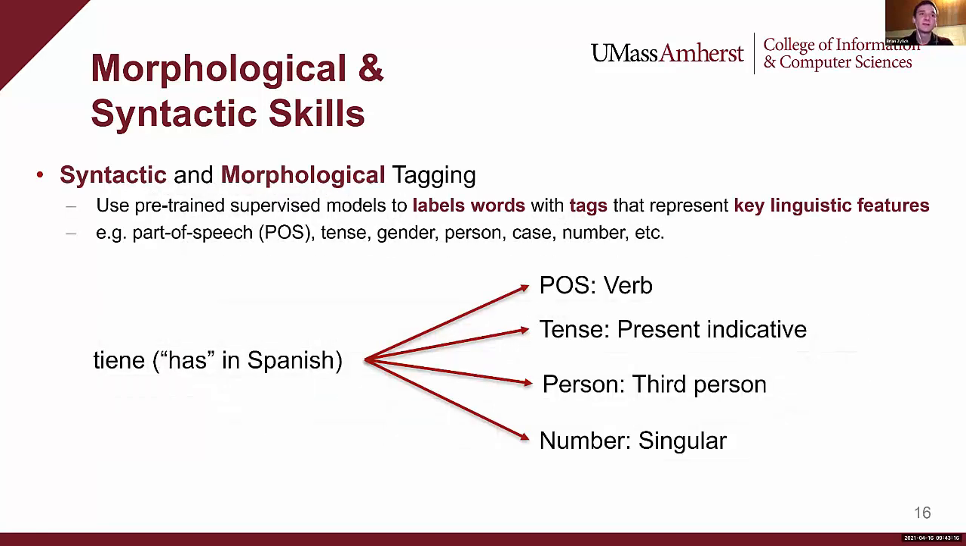And then our second approach was to use syntactic and morphological tags. So these can be generated using a pre-trained supervised model to label words with tags that represent key linguistic features. And these are based on expert linguistic knowledge. So it's likely that they will do better than the unsupervised subword model. Some examples of these tags are part of speech tags, tense, gender, person, case, and you can see some examples here for the Spanish verb tiene.